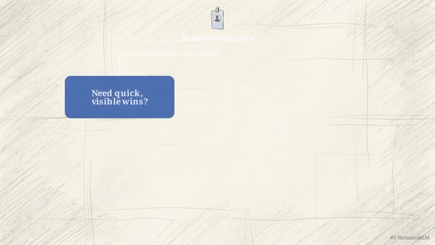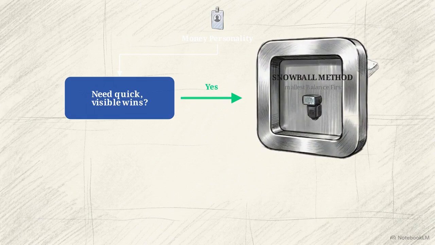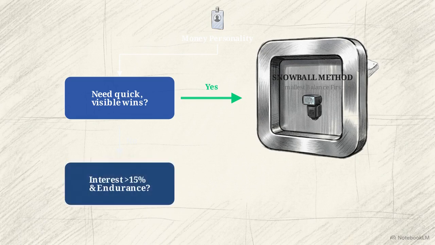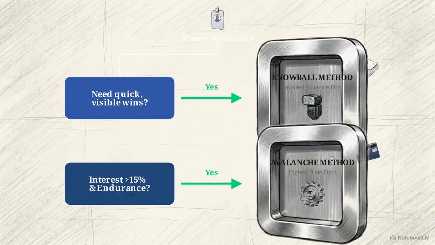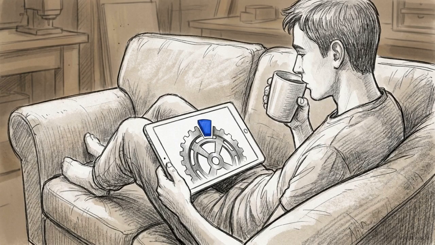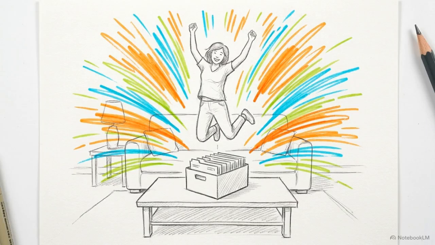This framework maps your psychological needs to a sustainable path. Need quick, visible wins? A yes routes you to the Snowball method. If not, are your interest rates above 15% and can you endure delayed gratification? A yes makes Avalanche your target. Aligning your repayment strategy with your money personality removes willpower from the equation. It trades the pursuit of theoretical perfection for the guarantee of a finish line.